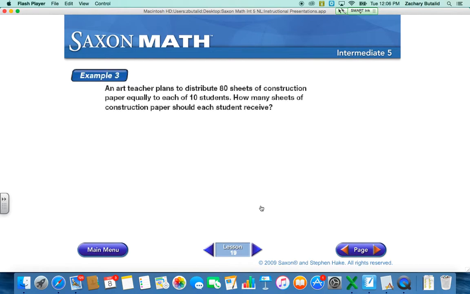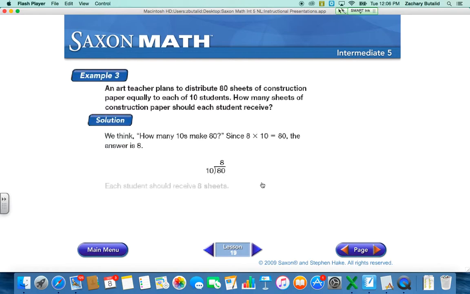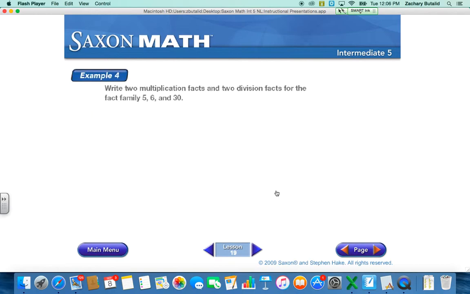And example number 3, our teacher plans to distribute 80 sheets of construction paper equally to each of his 10 students. So how many sheets of construction paper should each student have? All right. On this one, we think how many 10s make 80? And since 8 times 10 equals 80, the answer is 8. Remember to line your numbers up correctly. And so the answer is 8 sheets.